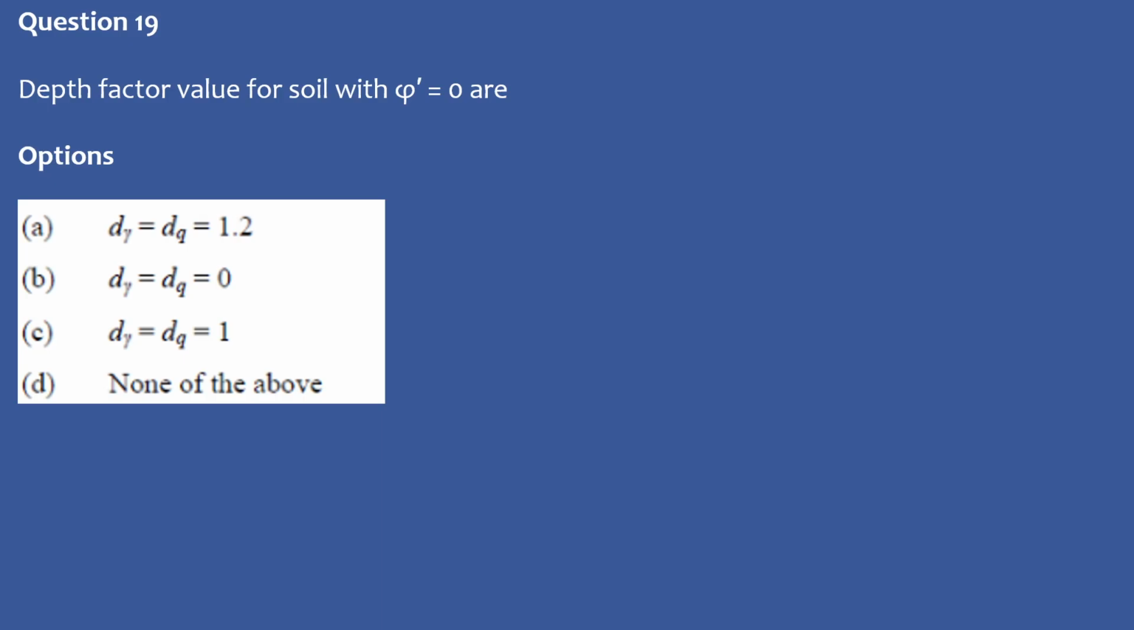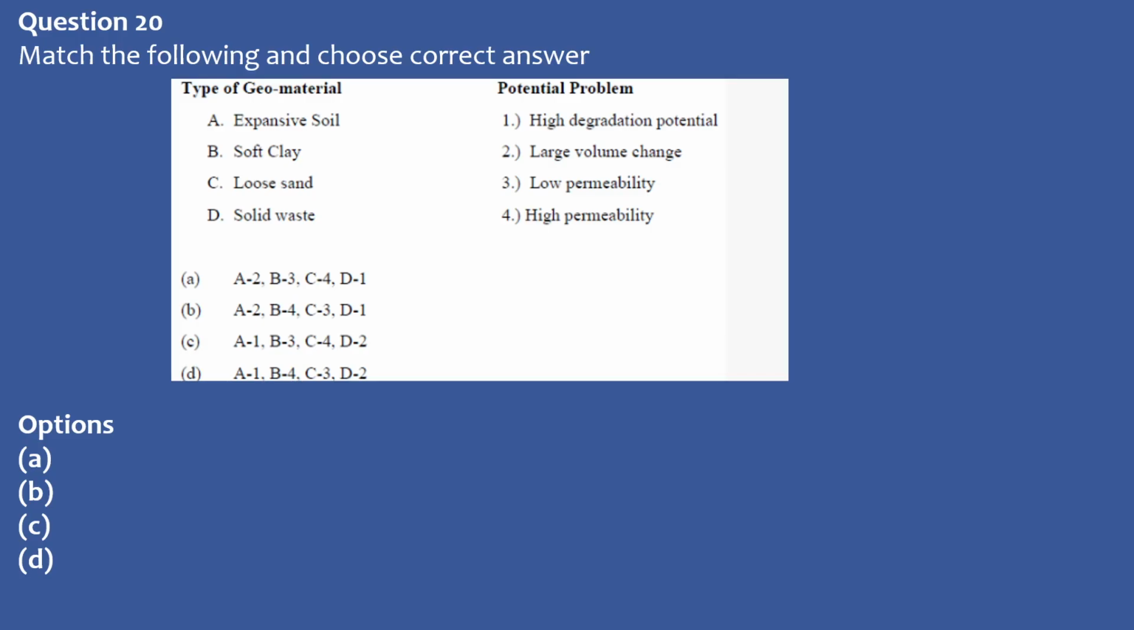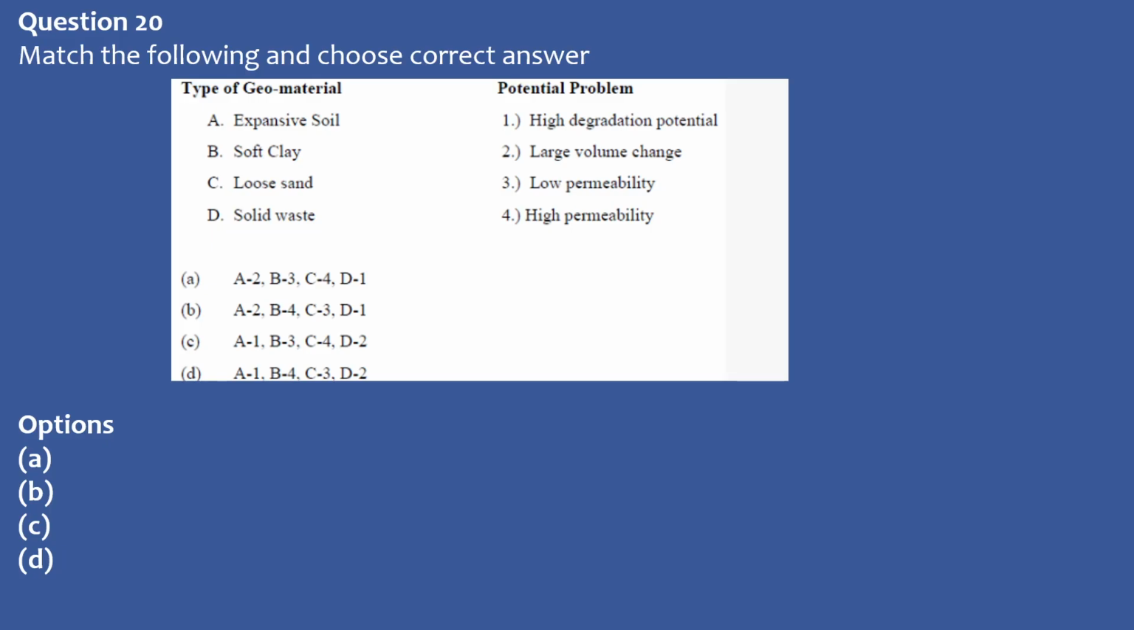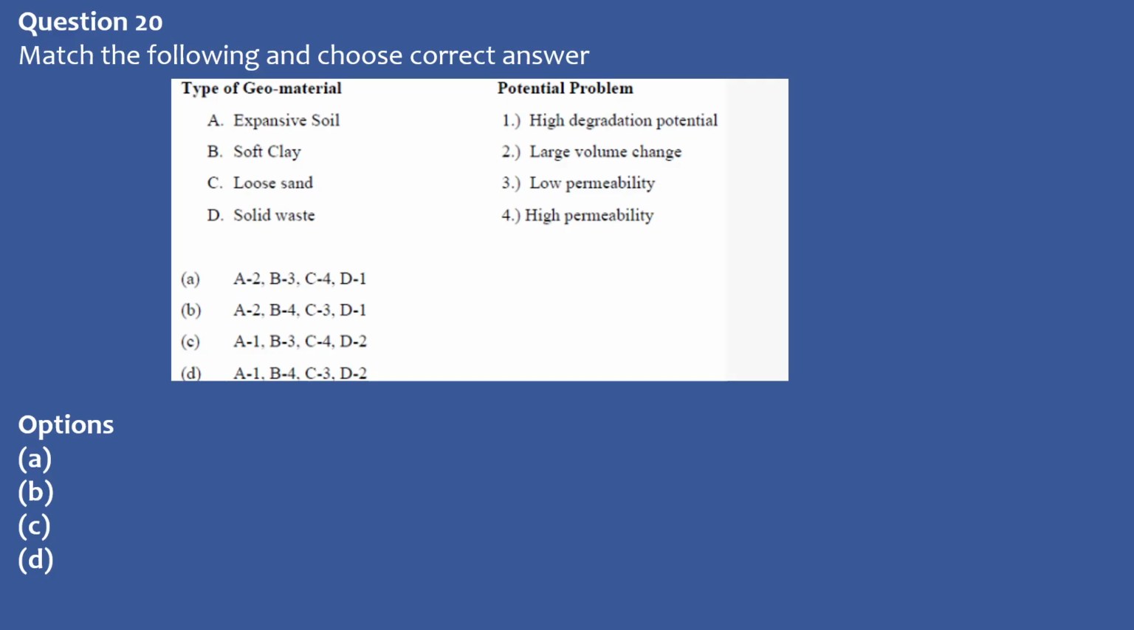Okay, so I think we can skip this question. You can just address the last question of the day. Match the following and choose the correct answer. You need to select all the proper matches between these options. On the left side you have a certain type of geomaterial, and then the potential problem associated with each geomaterial. So you need to match that.